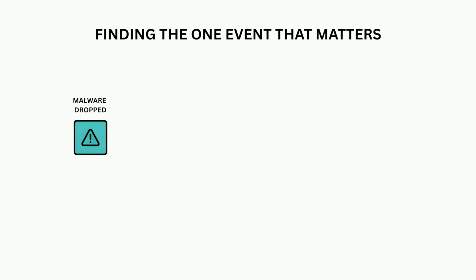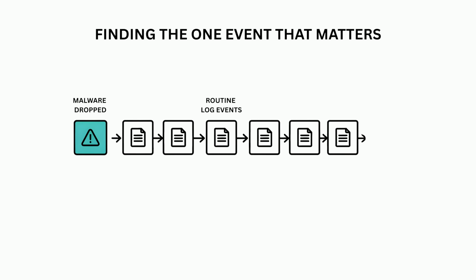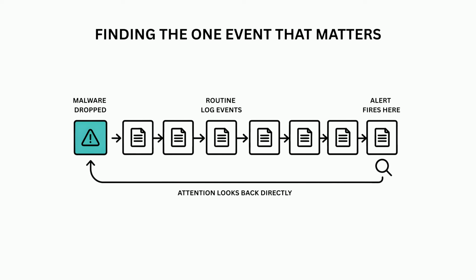Let's make this concrete with a security example. Picture a stream of log events. Step 1 is malware dropped to disk. Steps 2 through 7 are routine, unremarkable activity, until step 8, where a suspicious outbound connection finally triggers an alert. With attention, the model doesn't have to carry that first event forward through steps of a fading hidden state. At step 8, it directly scores all the earlier events and can assign the highest relevance straight back to that original malware drop event, however far back it sits.